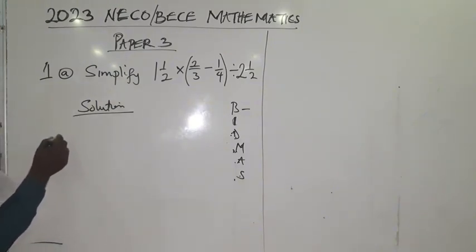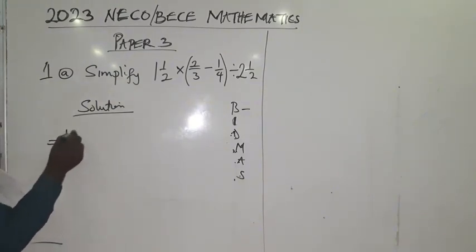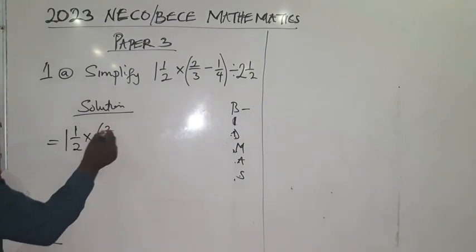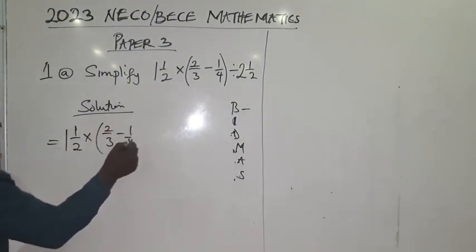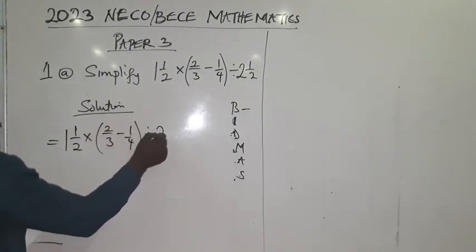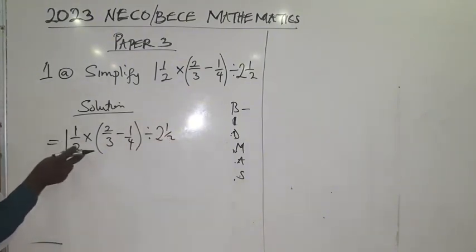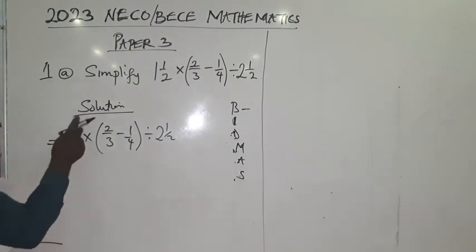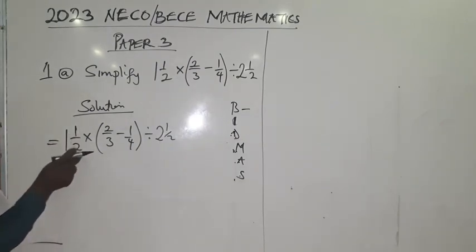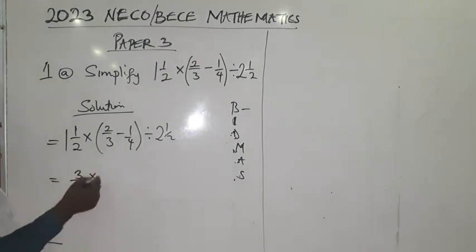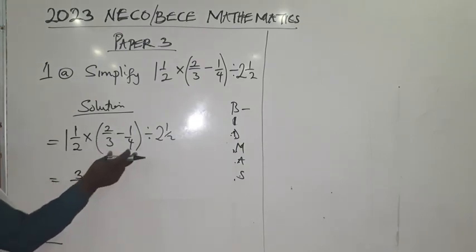So the solution to the first one is: 1 whole number 1 over 2 multiplied by 2 over 3 minus 1 over 4, then divided by 2 whole number 1 over 2. So we do it continuously. We change this one to an improper fraction. 1 times 2, that gives 2, plus 1 gives 3, so 3 over 2. Then multiplied by what we have in the brackets here.